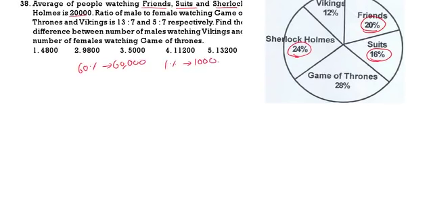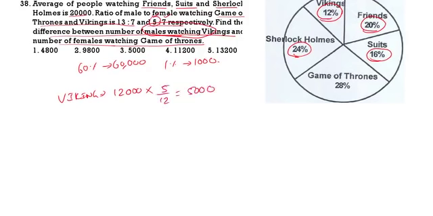Then the ratio of females watching Game of Thrones and Vikings is 13 is to 7 and 5 is to 7. Find the difference between males watching Vikings and females watching Games of Thrones. Now first Vikings. Vikings we are having 12%. Since 1% is 1,000, 12% means 12,000. In this we have to calculate males watching Vikings. Males and females are 5 is to 7. Males means 5 by 12. So it will be 5 by 12, that is equal to 5,000.